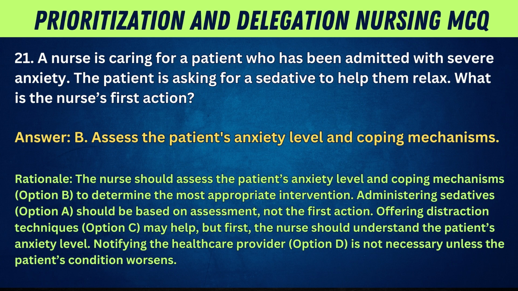Rationale. The nurse should assess the patient's anxiety level and coping mechanisms, option B, to determine the most appropriate intervention. Administering sedatives, option A, should be based on assessment, not the first action. Offering distraction techniques, option C, may help, but first, the nurse should understand the patient's anxiety level. Notifying the healthcare provider, option D, is not necessary unless the patient's condition worsens.